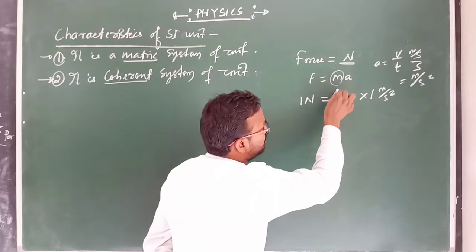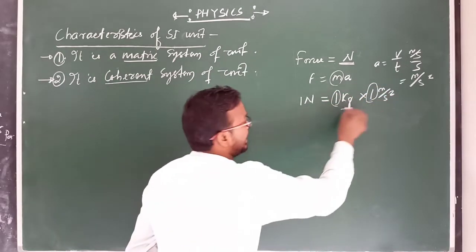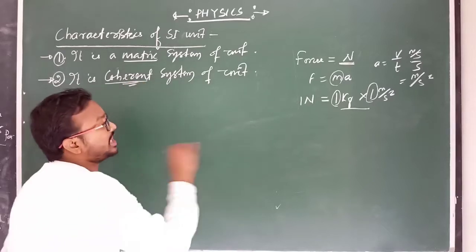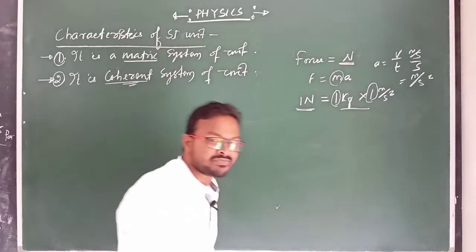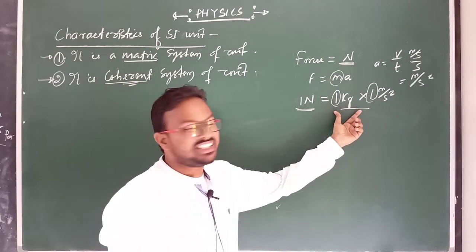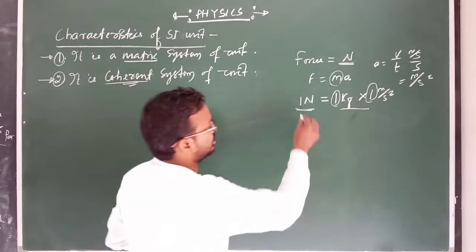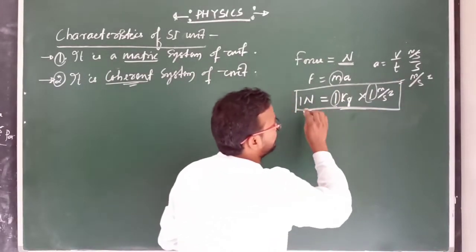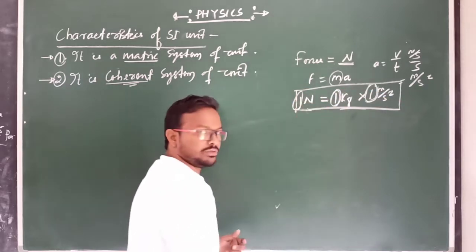Now here the term we use is 1 and here the term also we use is 1. At that time this system is known as coherent system of unit. So 1 Newton force applied on a particle whose mass is 1 kg moves with an acceleration of 1 meter per second square. This is known as coherent system of unit. That means we use 1 and then we get 1 Newton force.